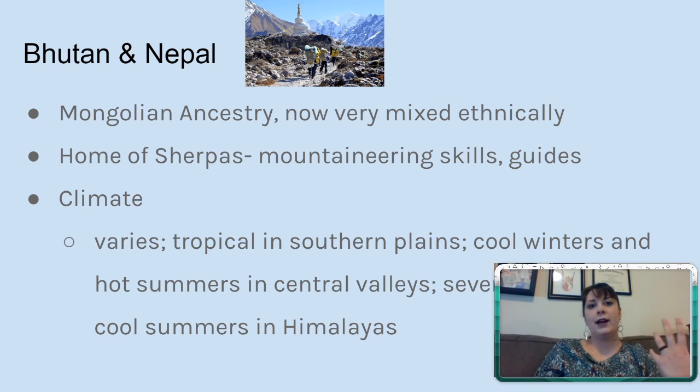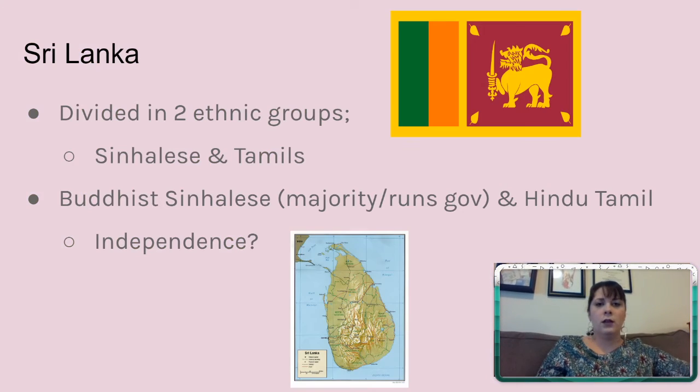Climate varies depending on where you're at. It's tropical in the southern plains. They have cool winters and hot summers in the central valleys, and then severe winters and cool summers in the Himalayas. So it really depends on what part of the country you're in, how far north or south, or how far up in the mountains you are.